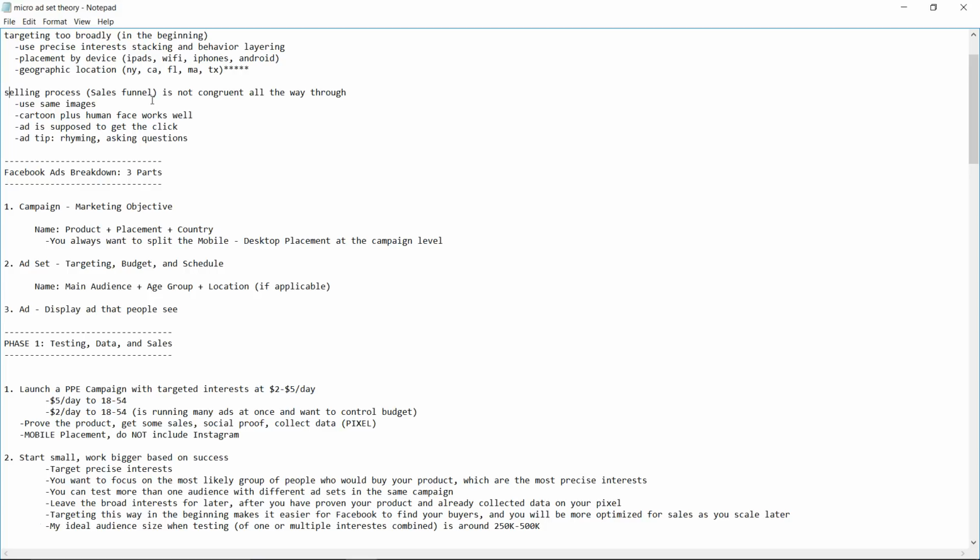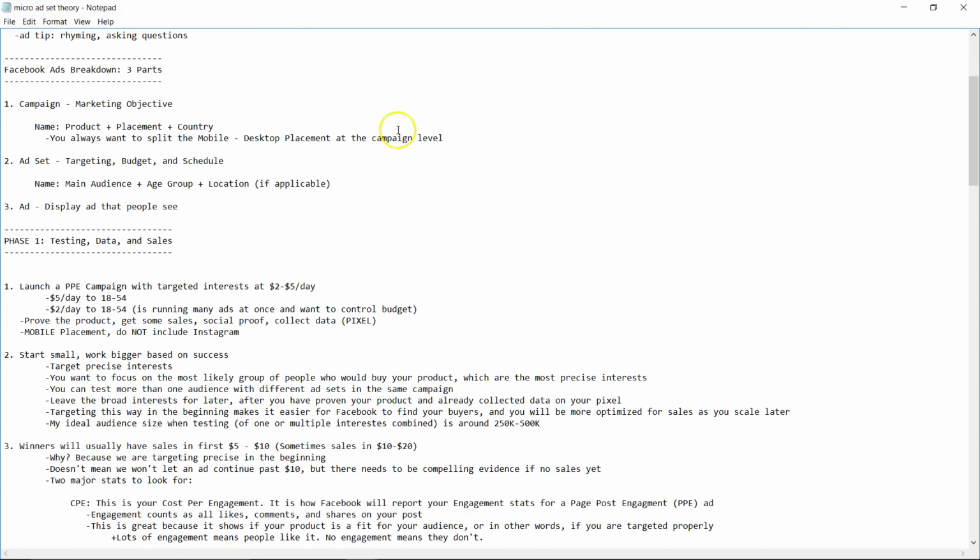And then ad tip, rhyming, asking questions. That's a great way to get people's attention because we have automatic little subconscious tics in our mind that we cannot help but be drawn into. If somebody asks a question in the first line of the ad, our mind naturally wants to know the answer. If somebody's rhyming, we naturally want to follow along and see where the rhyme is going. So those are just things that you can use within your ad to generate interest to get that click, because that's what it's supposed to do.